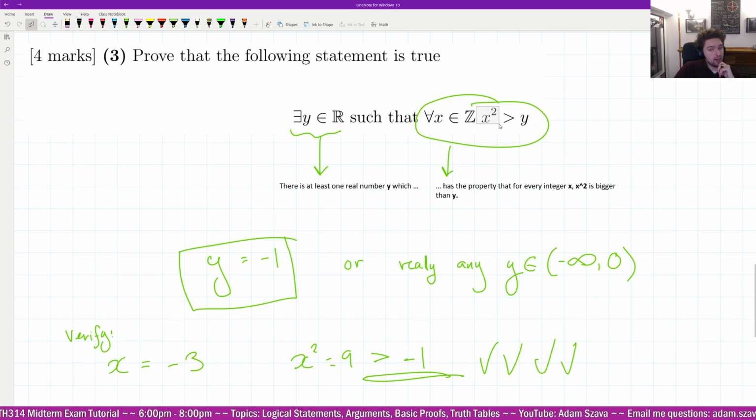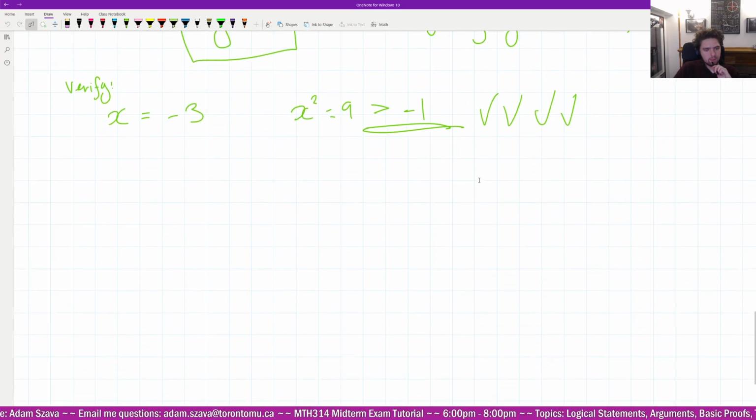But this is x squared. Remember, the range of x squared is 0, 1, 2, 3. No negatives, right? So we just have to say that there is some number that's less than all the positive integers, all the natural numbers, including 0. So that does exist. Right? So I think you're thinking there's no squared here, right?